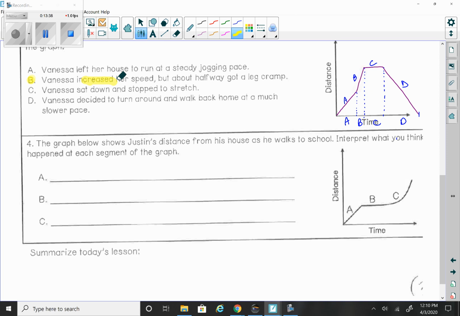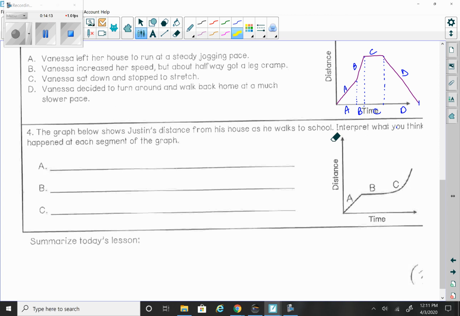Then in part C, it says she sat down and stopped to stretch. So that's where we have the flat part of our graph, because she stopped and was not moving, not changing her distance. And then finally, she turned around and walked back home. So again, this is a slower pace, so maybe not as steep as some of the other parts of my line. So here's part D, where she walks all the way back to her house. So again, going uphill steeper, a flat portion of your line, and then a little bit flatter downhill line at the end. Again, they're all straight portions. Nothing's going to be curved in that graph.